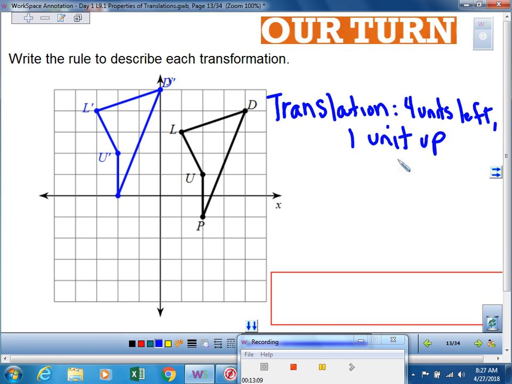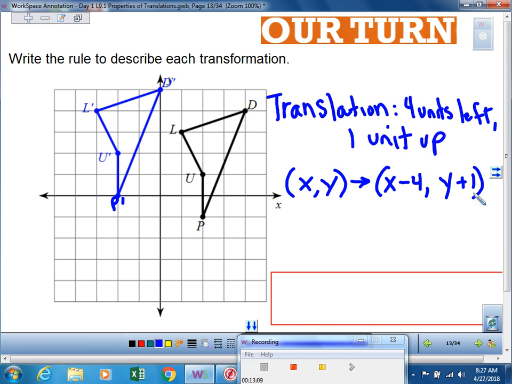Then you just want to test it. I go 1, 2, 3, 4, up 1. Yeah, put a P prime there. And then 1, 2, 3, 4, up 1. You always, especially on a test or quiz, test all your points. Make sure they have the same rule. And then let's write the algebraic. It always starts with X, Y, and then your arrow pronounced becomes. So what did I do to the X? Subtract 4. And what did I do to the Y? Add 1.